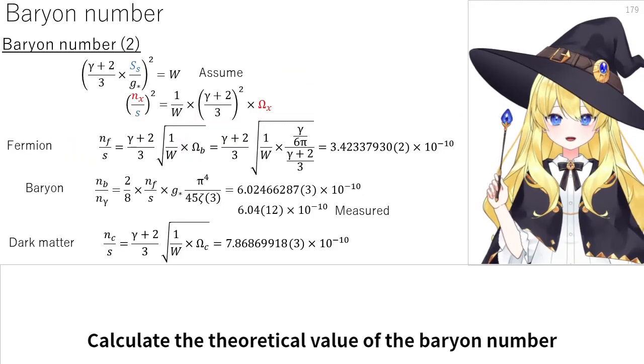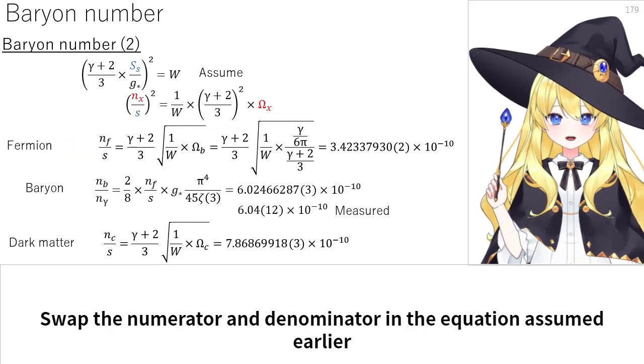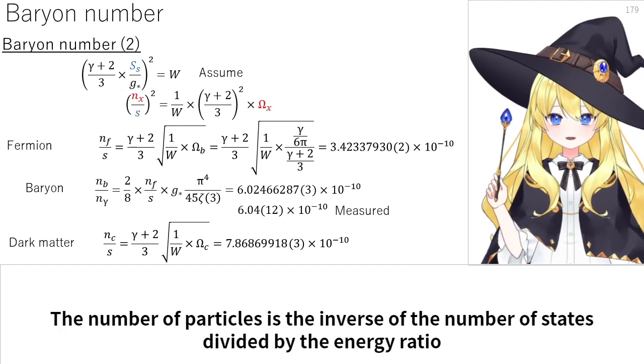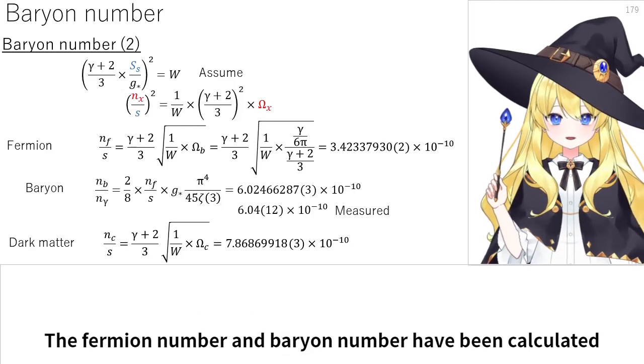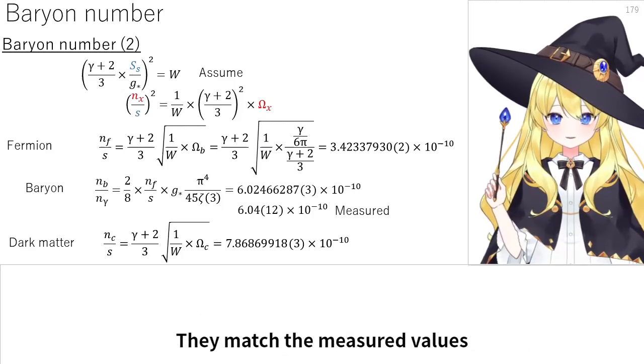Calculate the theoretical value of the baryon number. Swap the numerator and denominator in the equation assumed earlier. The number of particles is the inverse of the number of states divided by the energy ratio. The fermion number and baryon number have been calculated. They match the measured values.